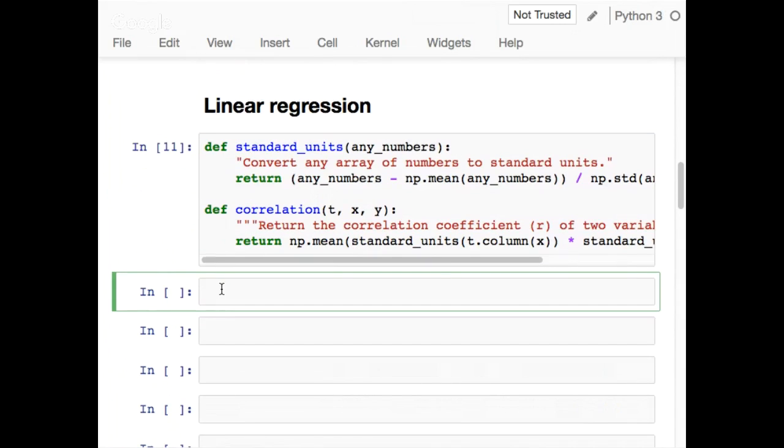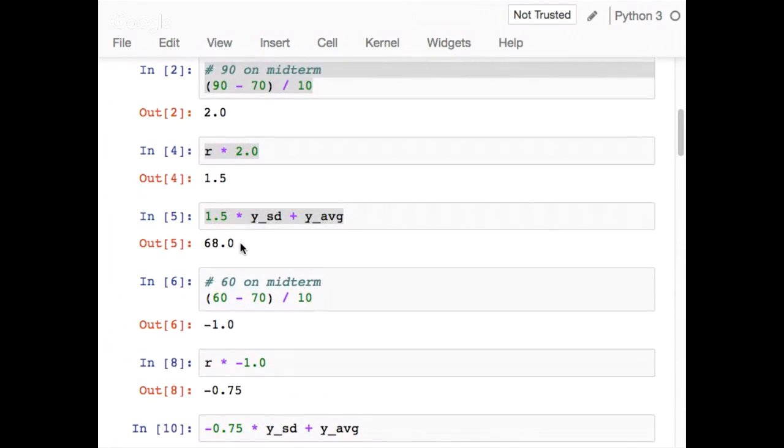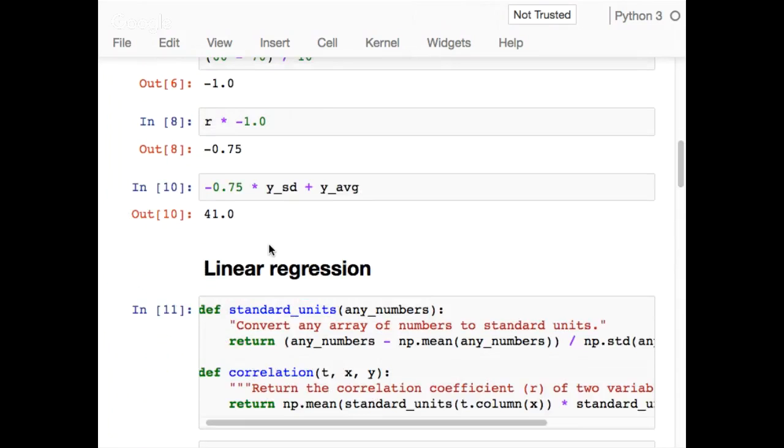Okay, so we saw before that we can do this whole calculation up here to make some predictions. Right? So we have a regression line. If we have the correlation coefficient and we know some stuff about x and y, we can use that to make predictions. But I don't want to type this whole thing over and over again. I just want to write a function so I can just make some predictions. So let's write that function.